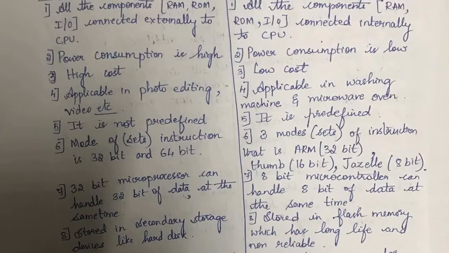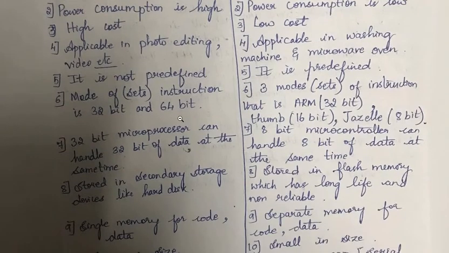The 7th point is that a 32-bit microprocessor can handle 32 bits of data at the same time. So this microprocessor can handle a maximum of 32 bits at a time, whereas an 8-bit microcontroller can handle 8 bits of data at the same time. As you know, here it is 32 and 64, whereas in microcontroller it can start from 8-bit itself: 8-bit, 16-bit and 32 bits.